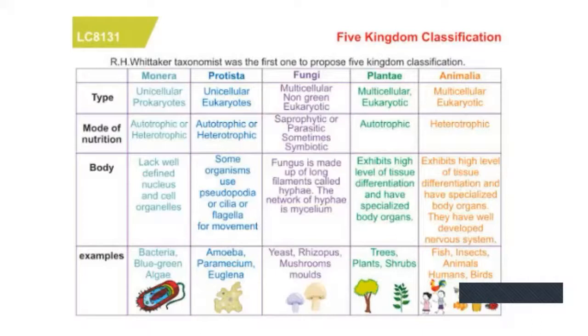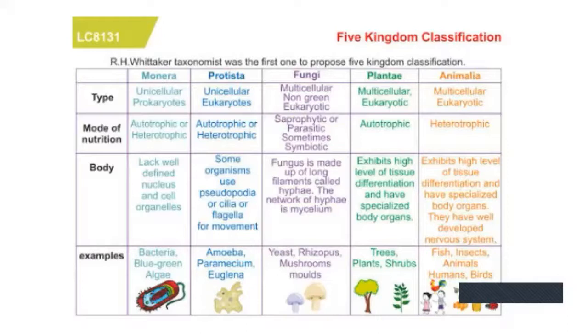comes under the fungus. Then plantae, it's a familiar kingdom for you. Multicellular eukaryotes come under the kingdom plantae. They are autotrophic. We all know that plants are autotrophic. They prepare food by themselves. And those organisms which depend on others for food are known as heterotrophic. They exhibit a high level of tissue differentiation and have specialized body organs. Then trees, plants, shrubs, all those come under the kingdom plantae.